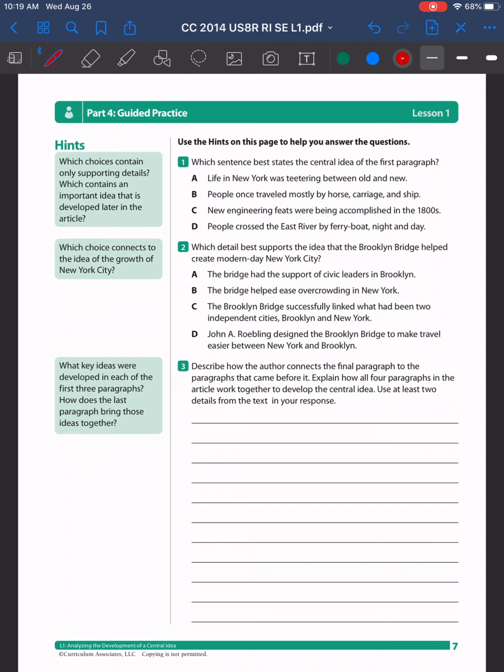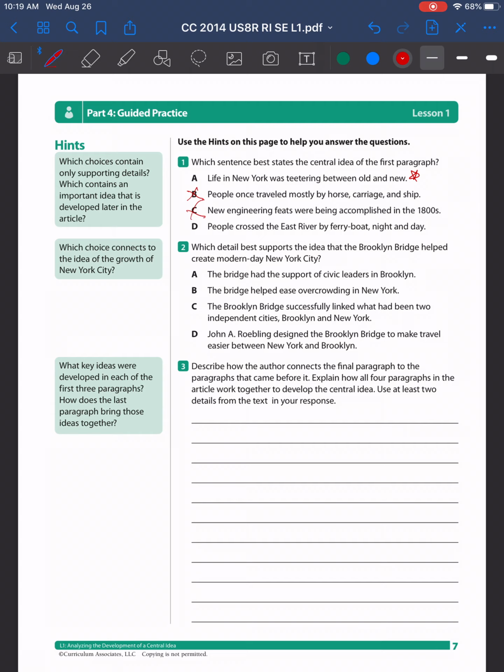Life in New York was teetering between old and new. I mean, it literally says that. People once traveled mostly by horse and carriage and ship. I don't believe that is the main idea, because they're saying how they did once do that, but now they're starting to move forward. New engineering feats were being accomplished in the 1800s. Yeah, but I think that's more like in the second paragraph, so not the first paragraph.